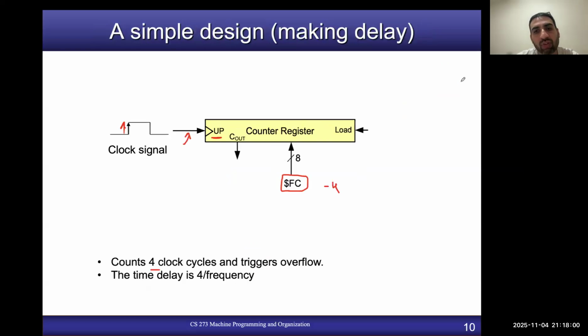So when that happens, we will have an overflow, and here we will have an output of 1. So we can detect a delay: when 1 appears, we can say, okay, now we have implemented a delay of 4 cycles, because it counts 4 clock cycles. Any questions?